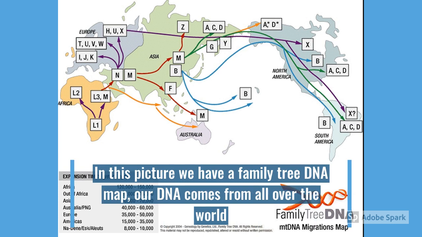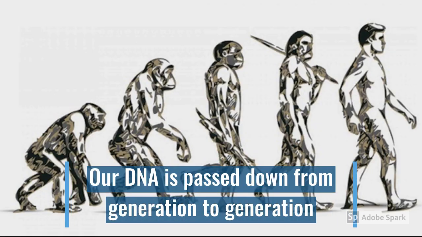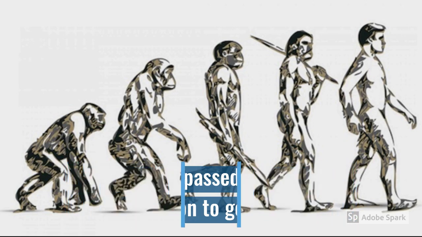In this picture, we have a family tree DNA, and our DNA comes from all over the world. In this picture, you can see that our DNA is passed down from generation to generation.